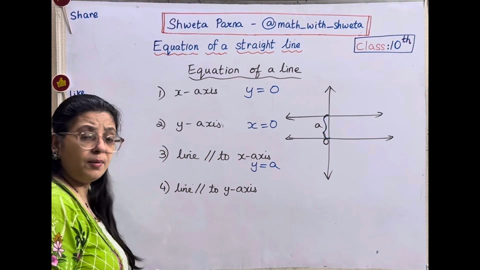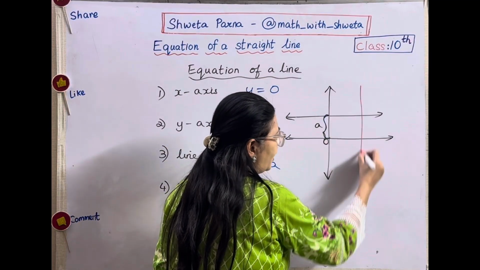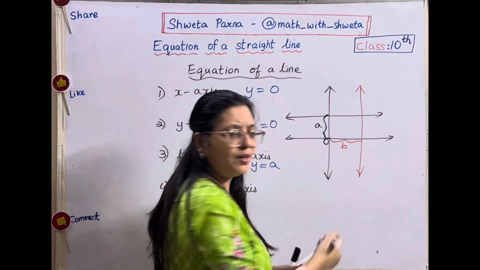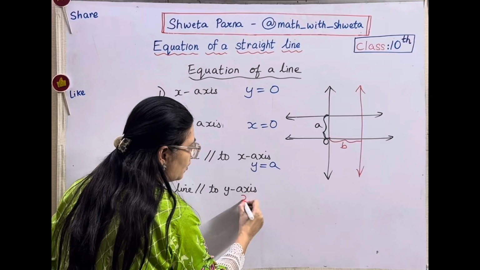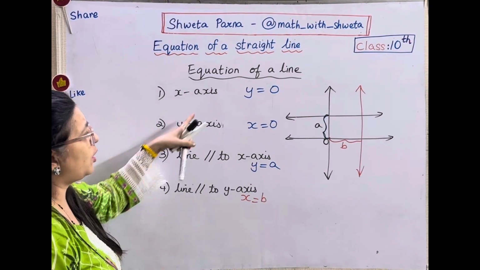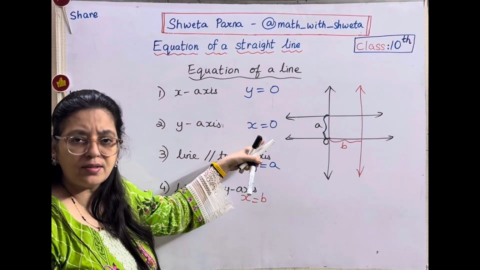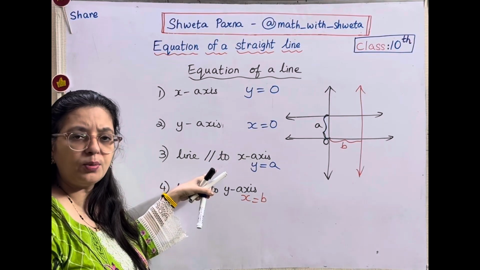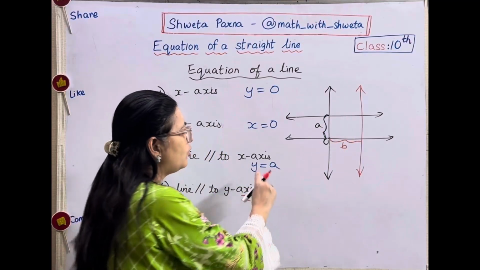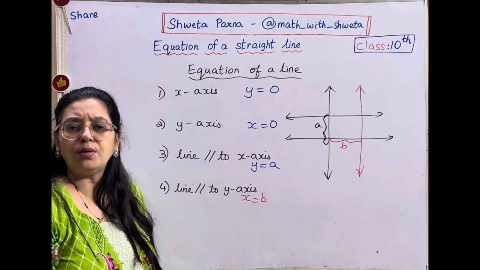What is the equation of a line parallel to the y-axis? Now if this is the y-axis, I draw a line parallel to this. If the distance is b over here, it is passing through the x-axis. So this equation would be x is equal to b. Remember it again. The equation of the x-axis is y is equal to 0. The y-axis is x is equal to 0. A line parallel to the x-axis is y is equal to a. Say for example, if this would have been 4 units, y is equal to 4. If this would have been 5 units, x is equal to 5.